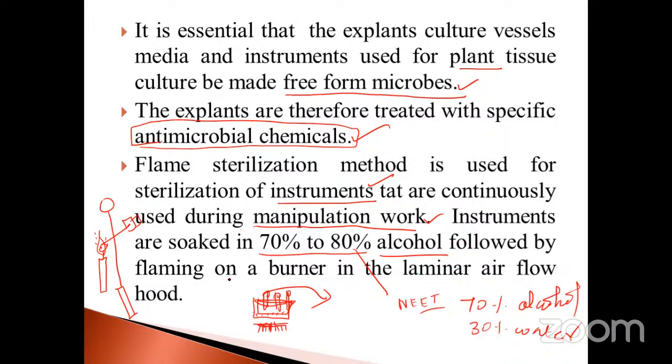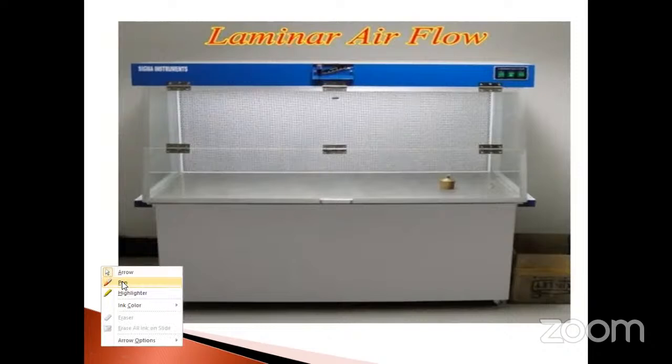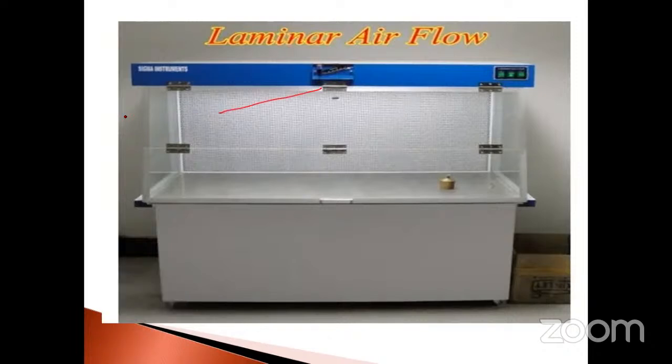Alcohol followed by flaming on a burner in the laminar airflow chamber. Okay, my dears, these are the important sterilization processes. This is considered a laminar airflow chamber. See here, my dear, there is an opening. Just to take up, you will get the opening. Inside there is a lamp. That lamp is called what? The UV lamp. Here the UV lamp is there.